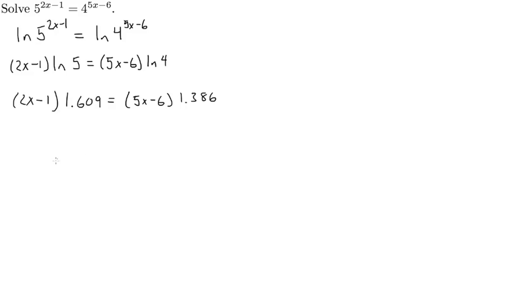So multiplying these out, I have 3.218x minus 1.609 equals 6.93x minus 8.316. So from this point on, you're basically going to be tied to your calculator, unless you're extremely handy with decimals, and if so, kudos to you. But if not, you're going to need to be punching a lot of this into your calculator at this point.